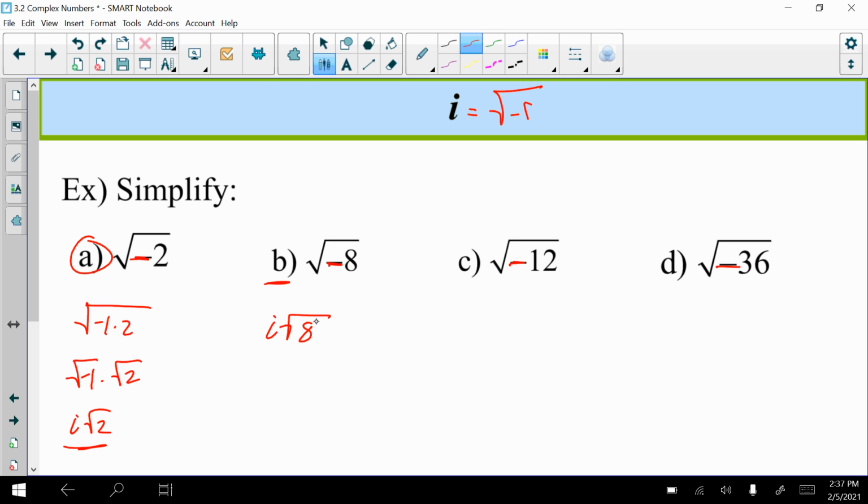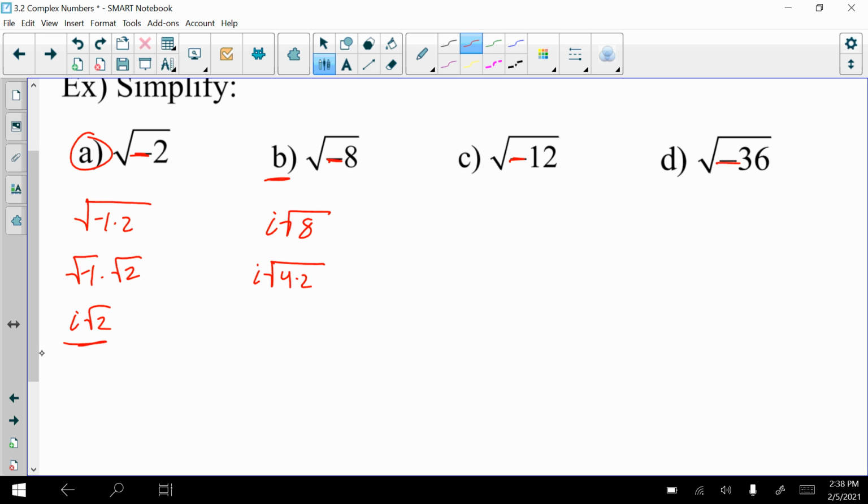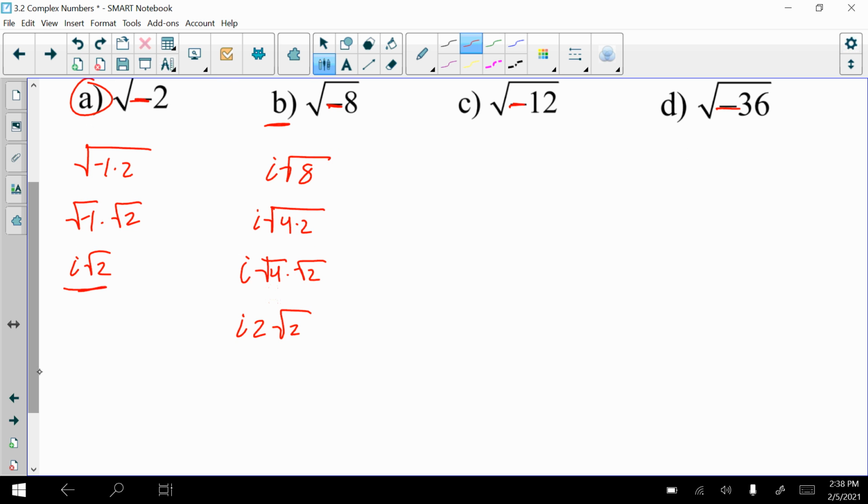And then I can break the rest of this thing down. So it's going to be i times the square root of, I can write it as 4 times 2. We're trying to use perfect square numbers and break it down some more and split these things up. Square root of 4 times square root of 2, and the square root of 4, we know, is 2. So I have i times 2 times the square root of 2. Here's how we're going to write this. When you have i in a number, think of i as a variable.